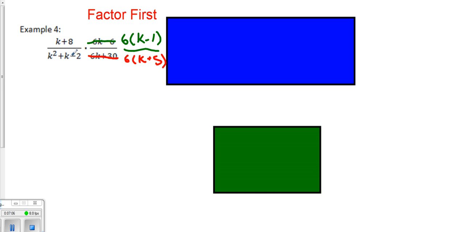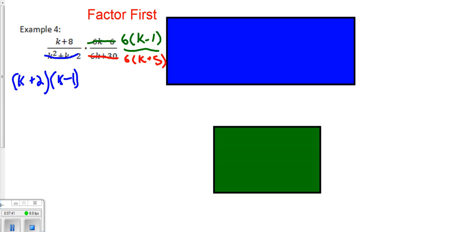This we need to factor. Again, because it is a trinomial and a is 1, our b is 1, and our c is negative 2, we just need to think, what are the factors of negative 2 that would add up to 1? In this case, that would be positive 2 and negative 1. When we factor it out, it's going to be k plus 2 and k minus 1.